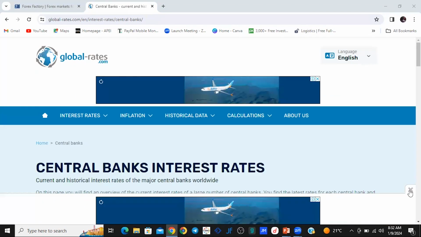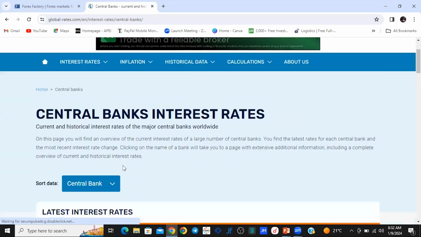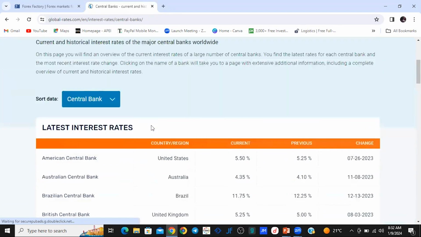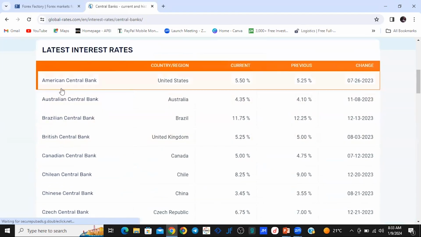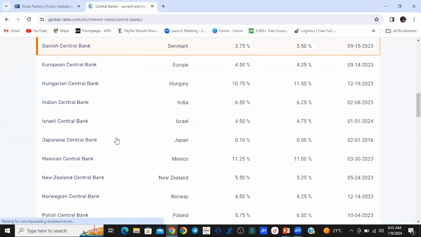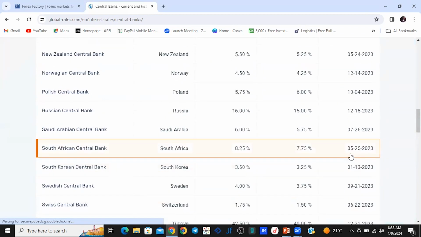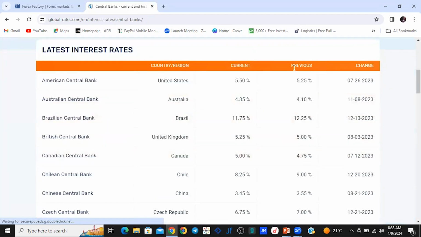So once you click the link that I've shared, it will take you to this website, and you'll be able to see the interest rate differentials. This is the information from the different central banks. You can see the American central bank, that is the Federal Reserve, and the Australian central bank. We have a couple of central banks where the interest rate differential is given. We have the previous, the current, and the change.